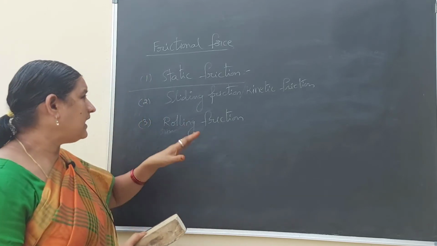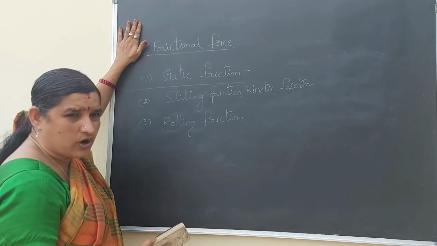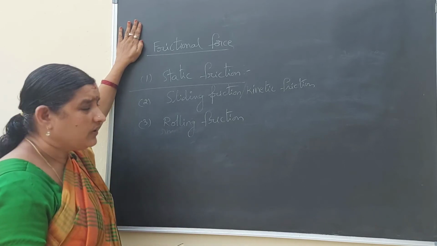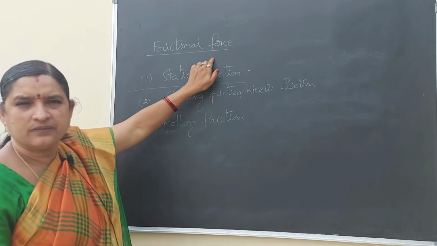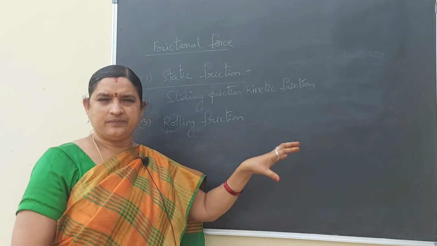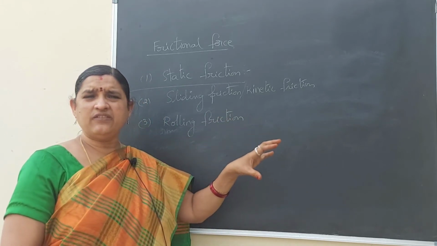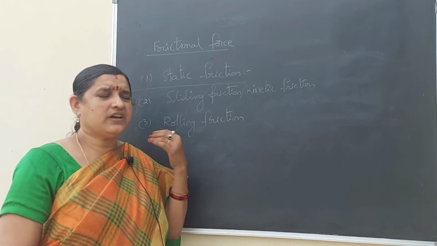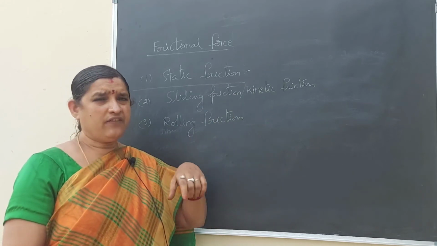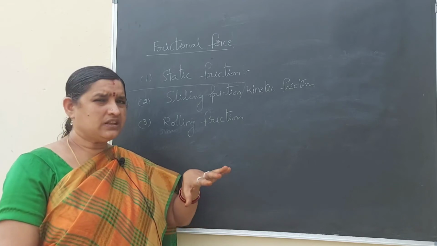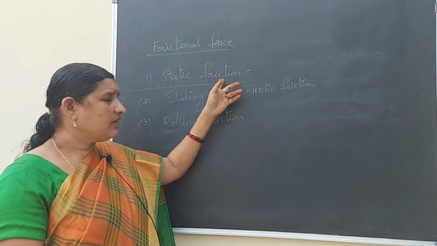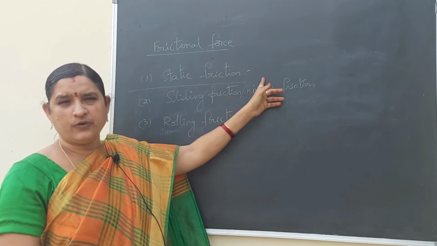Suppose I am applying force on the board. However much force I apply, there is no change in the position of the board. That is called static friction. Suppose we are applying force on heavy objects. However much force we exert on them, the same amount of force is exerted back by that heavy object. At that time there is no change in the position of the object. That force is called frictional force.